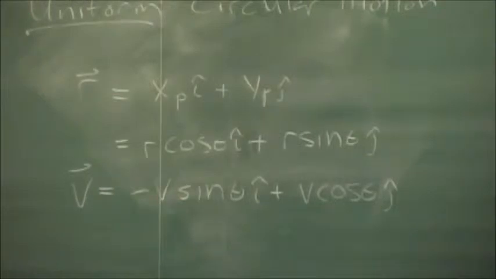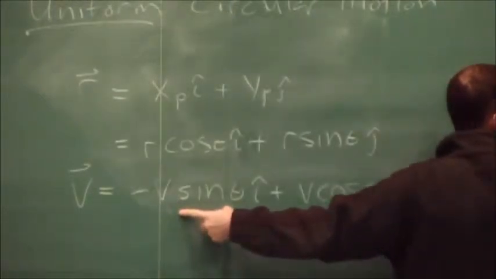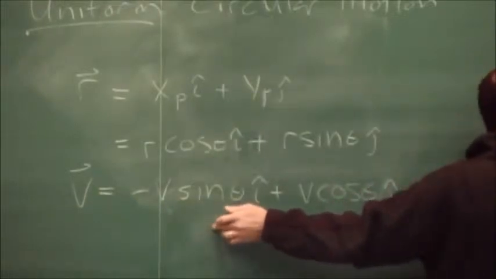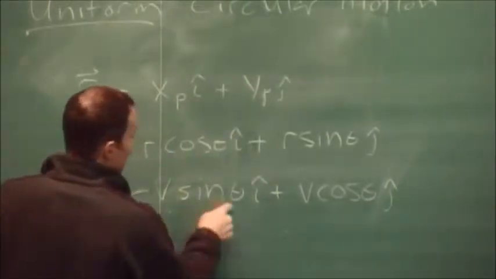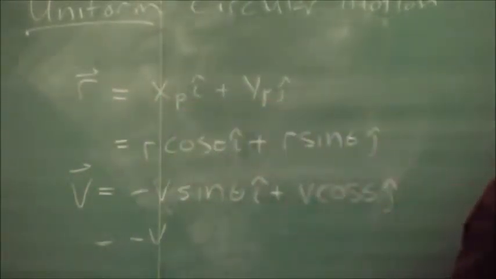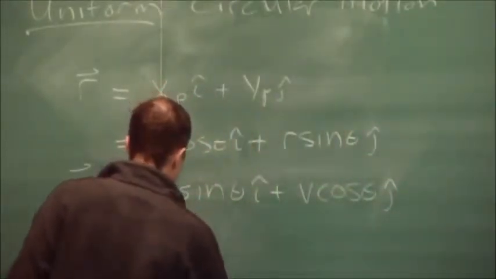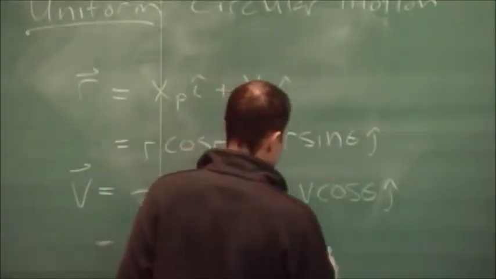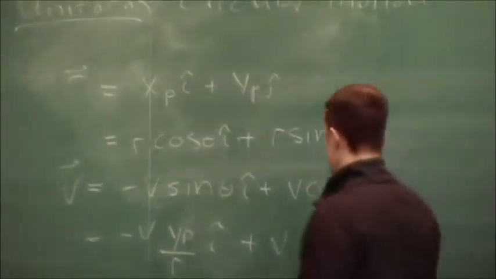So if I look at this, going back up to here, the sine of theta is equal to the opposite over the hypotenuse. And so I can say that this is equal to minus v, I just use this yp over r, i hat plus v. And then cosine of theta is just going to be xp over r.